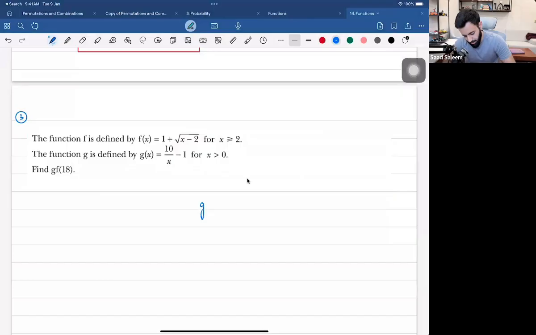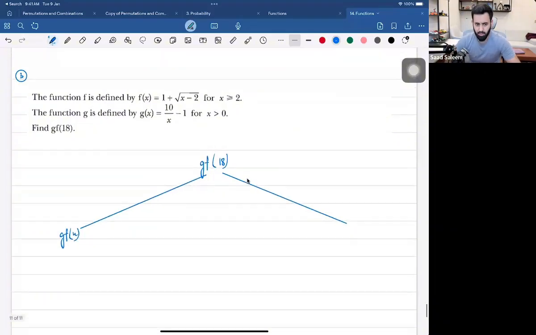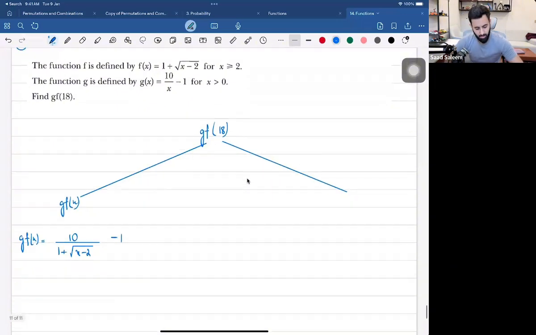Okay, so now we have two options. For g of f of 18, we have two options. What are the two options? Let's see. So there's the simpler way and there is the longer way. One way is that you first find g of f of x and then you plug in 18. Okay, I think that's the most obvious way, but there's another way to do it as well. So g of f of x would mean that 10 upon, now in the denominator, we'll have function f, which is going to be 1 plus square root of x minus 2, minus 1. Now we can plug in 18.